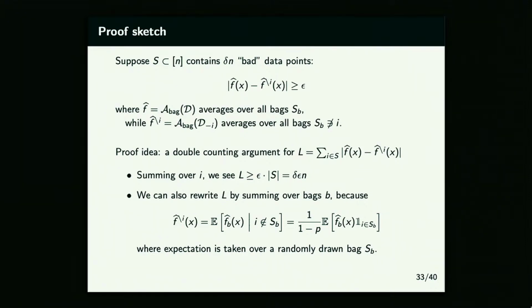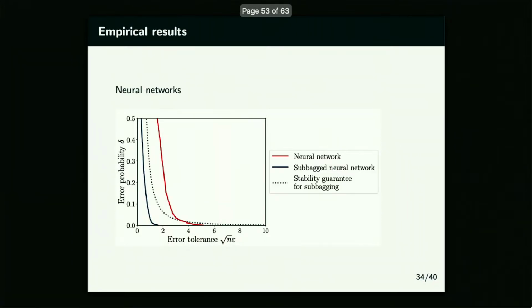But on the other hand, by double counting, I can alternatively rewrite this as a sum over bags. And when you rewrite it as a sum over bags, you get a clean expression that basically tells you that we just need to do a variance calculation over how many bad points are contained inside the bag, and that gives us our upper bound. So I'll just skip ahead in the interest of time. All right, so let's quickly see some empirical results.